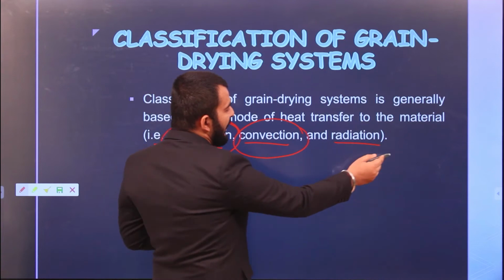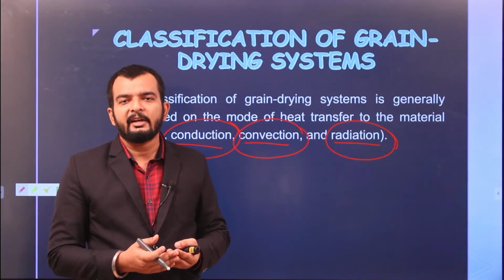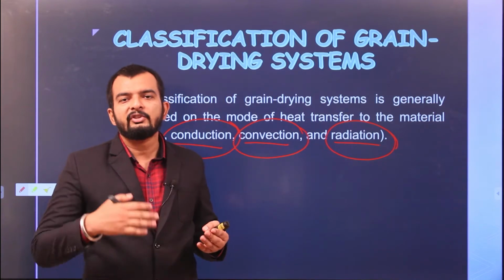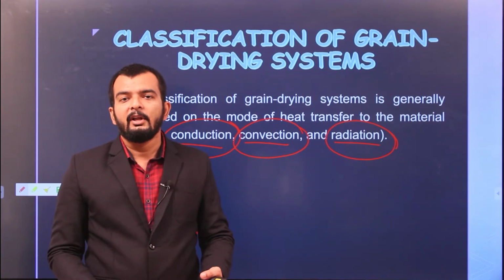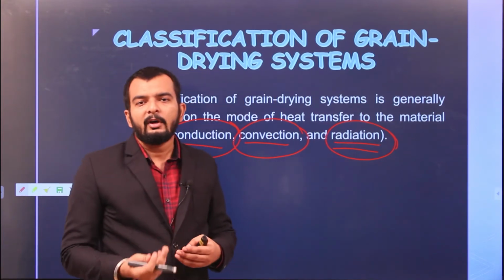In the third case, we have radiation. In case of radiation, we use electromagnetic radiation, which can heat up the surface on which it falls. So this third method will be the radiation method of grain drying.